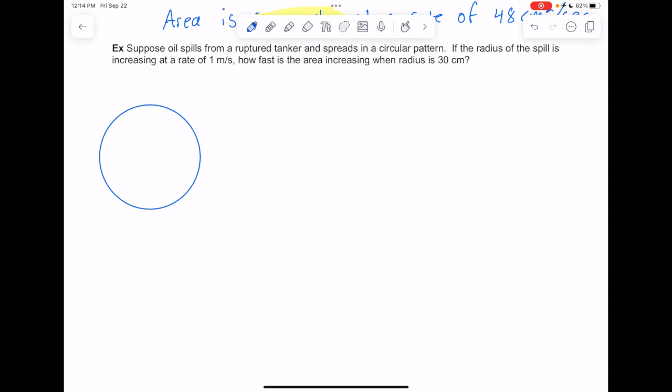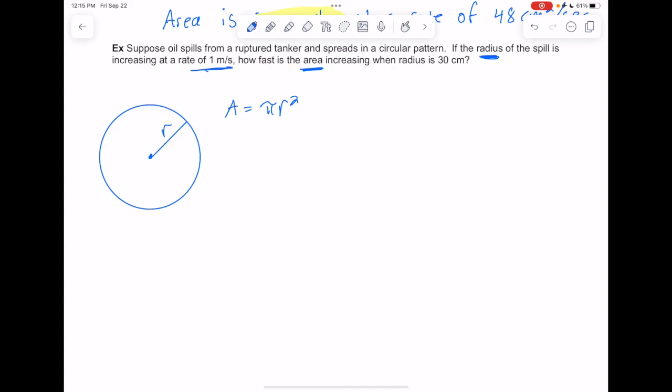And let's see, what are they talking about? So we've got the circular pattern, they've got a radius that they're talking about, and they're talking about an area as well. So we want to think about a circle and how do we relate area and radius together. If we drew a line from the center to the edge, that line would be a radius, and then we know from geometry that the area of a circle is equal to pi r squared. So that formula gives us something that relates them together.